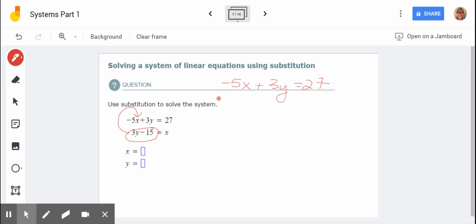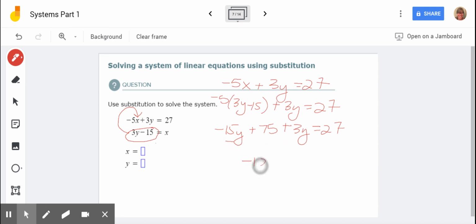And then substitute in. So you're not trying to memorize, or you don't lose your place and grab half of the equation from one problem and half from another. Okay, now we're going to distribute: -15y plus 75 plus 3y equals 27. 75 came from 5 times 15, guys. Okay, so add our y's together. We're going to get -12y plus 75 equals 27.